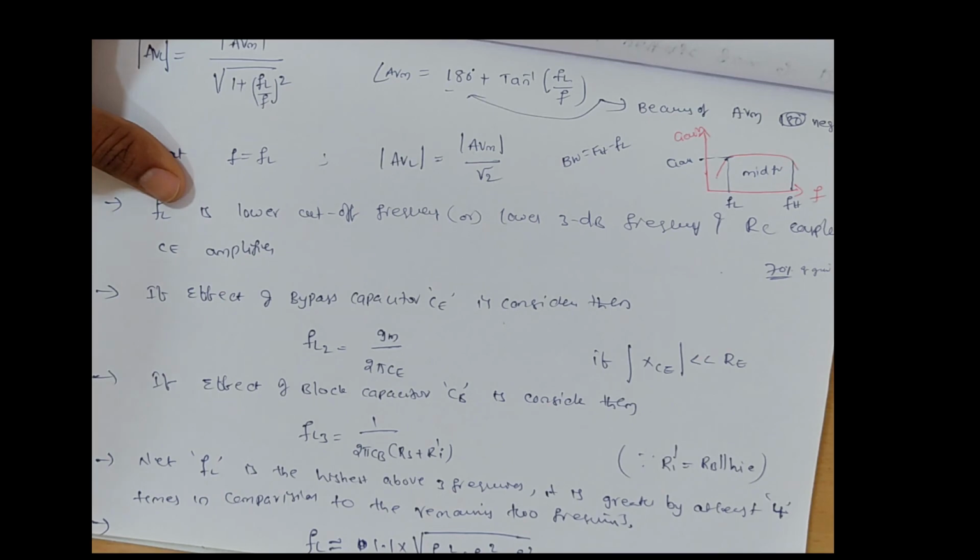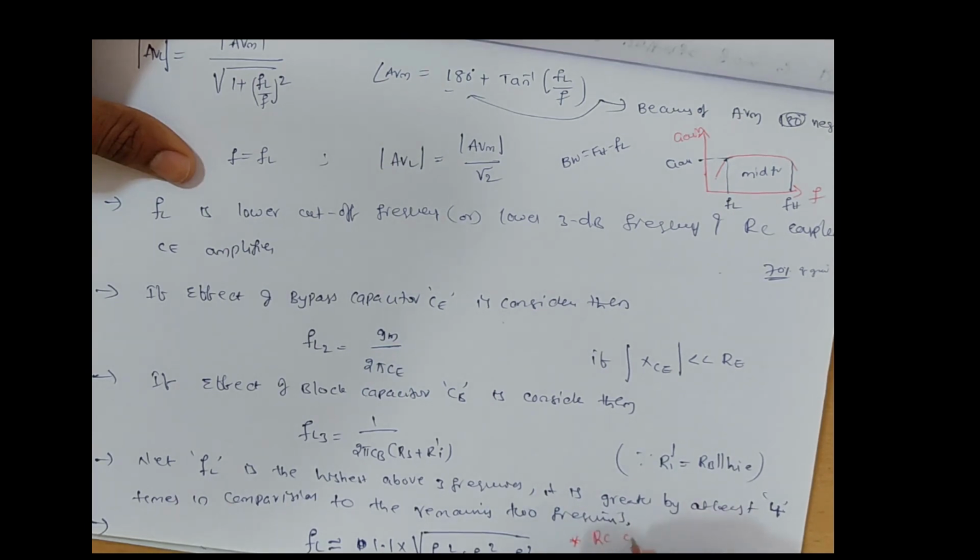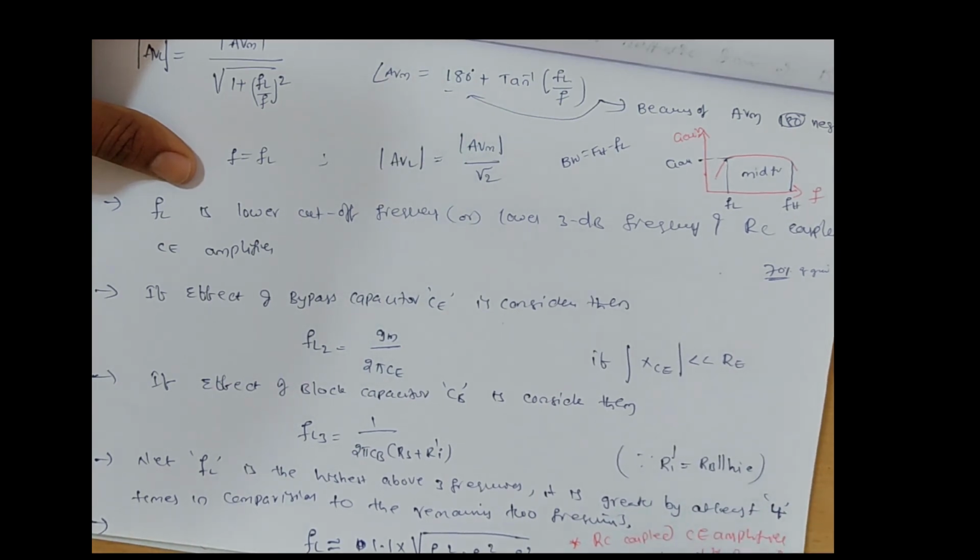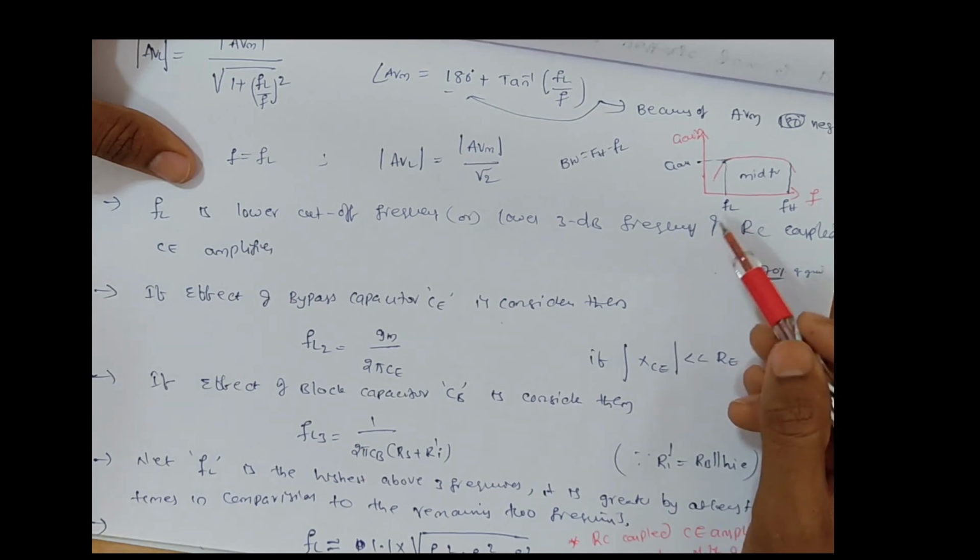How do these affect the phase shift? We know our CE amplifier offers 180 degrees of phase shift. Now the coupling capacitor CC also provides 45 degrees of phase shift, as it is tan inverse of FL by F. When FL equals F, tan inverse of 1 equals 45 degrees. So you can write a note: this RC coupled CE amplifier provides a phase shift of 225 degrees at low frequency at FL. It is 180 degrees plus 45 degrees, which is 225 degrees at the lower cutoff frequency.